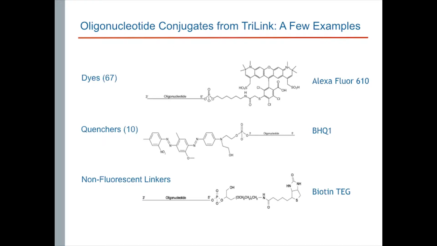1996, that patent's now expired. It's a freebie for everybody. These are some other examples that TriLink offers. At last count, I got 67 different dye conjugates that they can provide, either directly or as post-conjugation, 10 different quenchers, and all kinds of non-fluorescent linkers. Here's an example of a biotin linker.